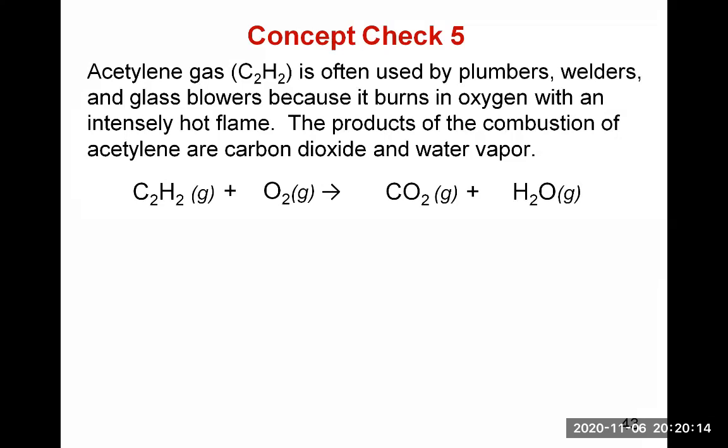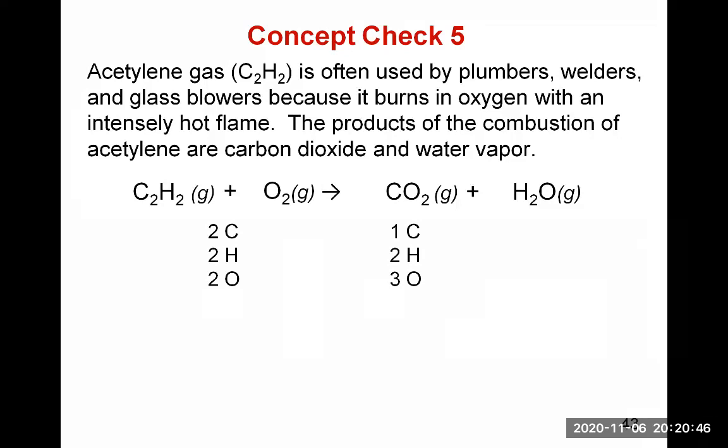Let's count the number of atoms of each kind on both sides of the equation. So carbon, we have 2 carbon on the left, 1 carbon on the right. Hydrogens, we have 2 hydrogens on the left and 2 hydrogens on the right. Oxygens, we have 2 oxygens on the left and 2 oxygens in CO2 plus 1 oxygen in H2O. And so that's 2 plus 1, 3 oxygens on the right.